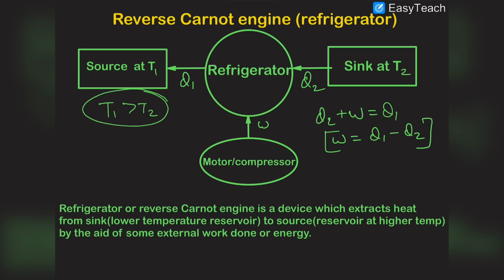So we know that according to the second law of thermodynamics, heat cannot flow in the reverse direction on its own without any help of some external energy or work done. But in this case, you can see that the motor or compressor is providing the necessary amount of work done to the refrigerator to extract the heat from lower temperature to the higher temperature. Okay, so this is the reverse Carnot engine which is working in just the reverse direction.